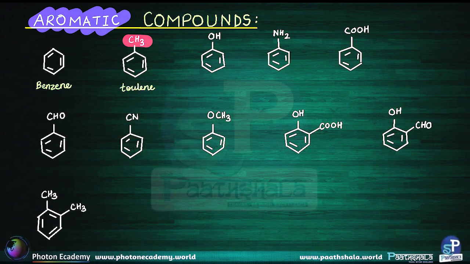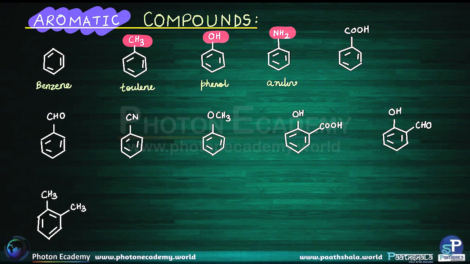And if we add an OH to this benzene again, then the name of this compound becomes phenol. Next, if we add NH2 to this benzene, the name of this compound is aniline. Also, if we have COOH present over here, that is the carboxylic acid group, then the name of this compound becomes benzoic acid.